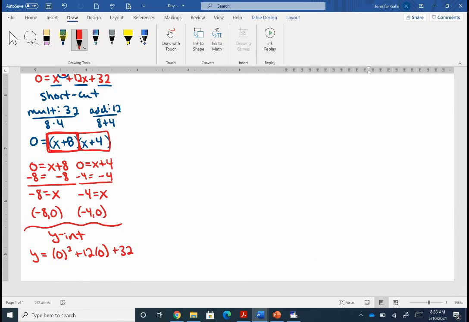What's going to happen with 0 squared? What do we get? 0. What's 12 times 0? 0. My y-intercept is just left to be 32. 0 in for x, 32 out for the y. Look at our graph up above. That was our y-intercept from up above.